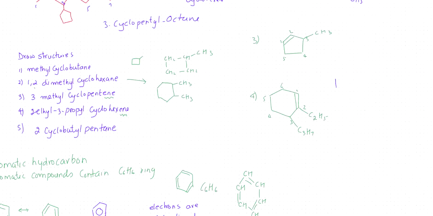2-cyclobutyl pentane. So pentane means 5 carbons. So we draw pentane, 1, 2, 3, 4, 5. And we number them 1, 2, 3, 4, 5. So this is pentane. Okay, 2-cyclobutyl. So on the second carbon, cyclobutyl means in a closed cycle there are 4 carbons and they are attached here. So how will you draw this? Okay, so 4 carbons in a closed cycle. This is called cyclobutyl pentane.